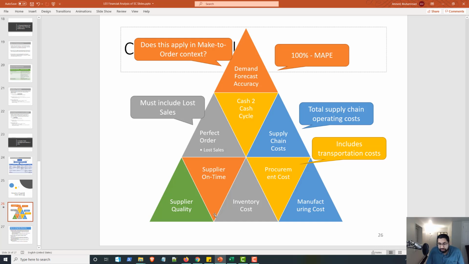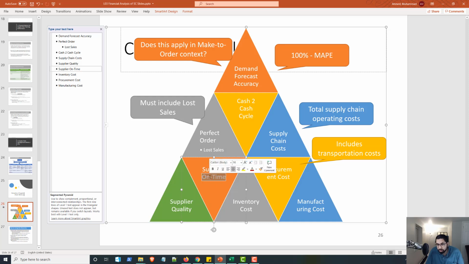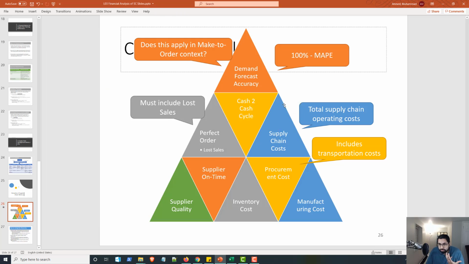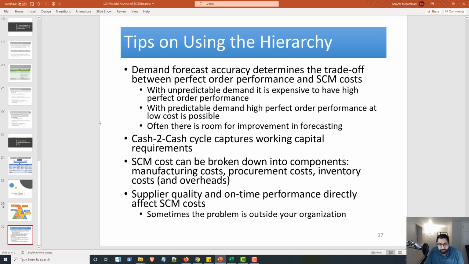Working capital. If the supplier has quality problems or takes a long time, your working capital requirements will go up. If your inventory costs and procurement and manufacturing costs are high, that means your inventory costs will be high, your working capital requirements will go up. So it's a very nice pyramid. The lowest level leads to the second level, and the second level is really impacted by the first level, right? So it kind of shows you the relationships between various metrics in one nice picture, okay?